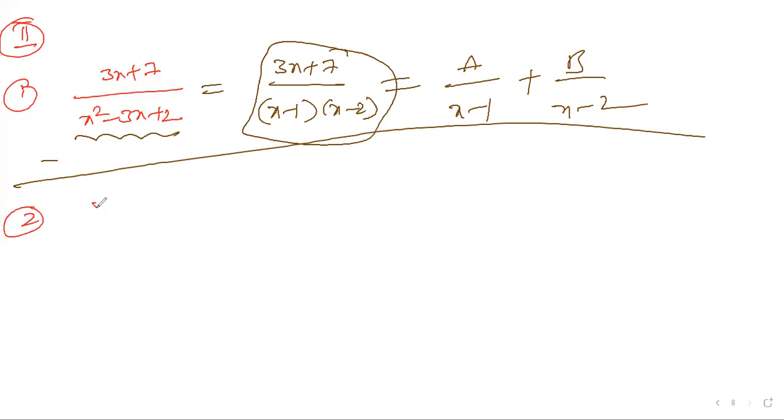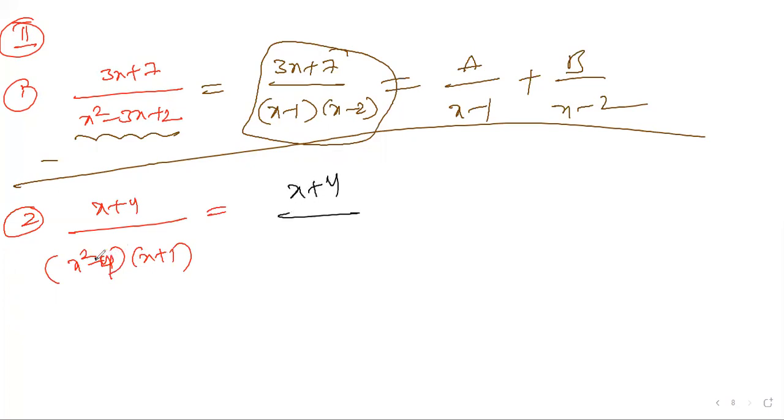Next, second case, second question: x⁴/((x² − 4)(x + 1)). This will take some small conversion. This is x² − 4, right? I can write x² − 2² into (x + 1). a² − b² becomes (a + b)(a − b), and x + 1 is there.